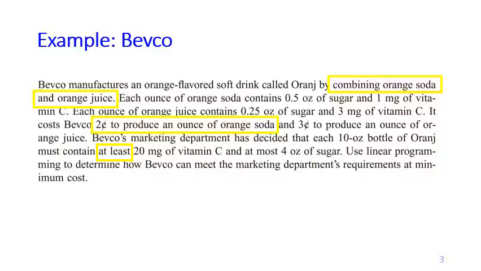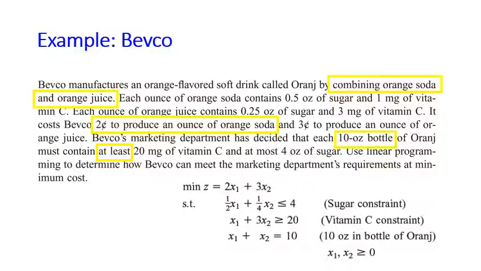And then when you read the words "at least", you know that this is about a constraint. And then you also know that the size of the soft drink bottle is 10 ounce. It means that the amount of soda and juice that you put into the bottle of orange, the sum should be 10 ounce because the bottle size is 10 ounce. So whatever you put inside should sum up to 10 ounce.